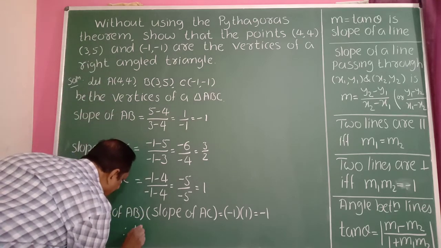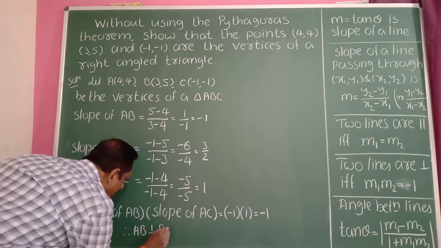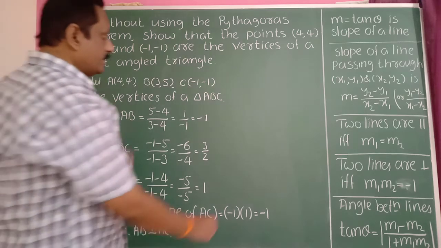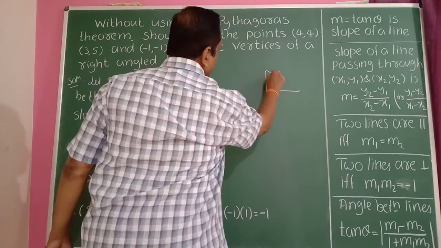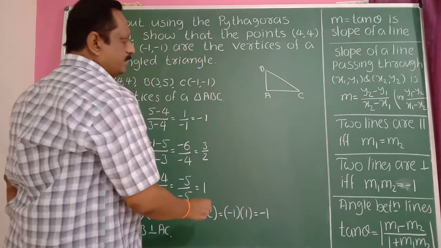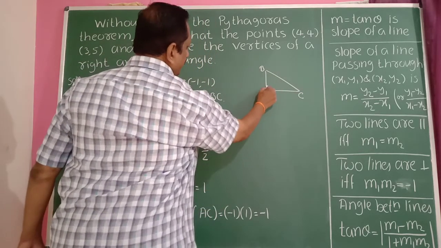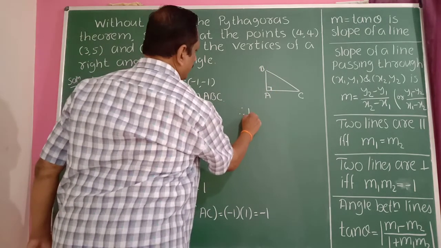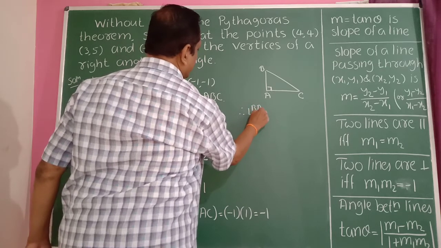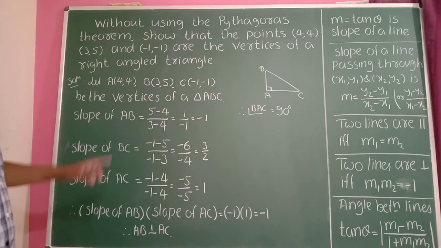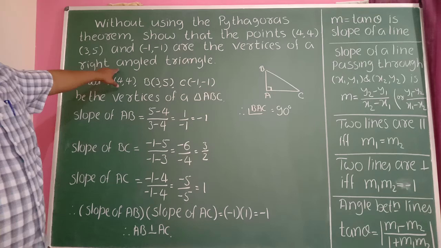Therefore, AB is perpendicular to AC. If AB is perpendicular to AC, then angle A is 90 degrees. Just observe here: this is A, this is B, and this is C. So AB and AC are perpendicular to each other. Hence, angle A is equal to 90 degrees. Therefore, angle BAC is equal to 90 degrees. Therefore, ABC are the vertices of a right angled triangle.